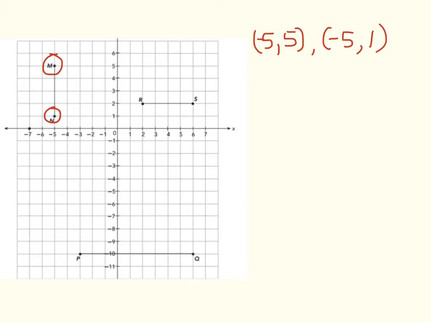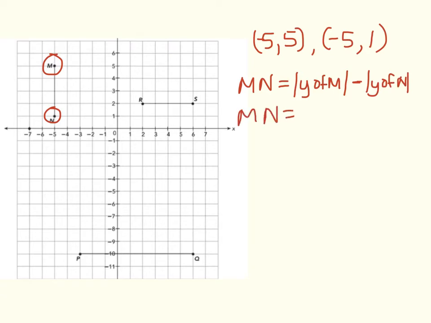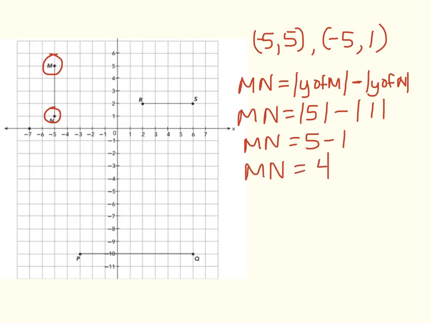Once again, we'll use that simple formula. Line MN is going to equal the absolute value of the y-coordinate of M minus the absolute value of the y-coordinate of N. So MN is going to equal the absolute value of 5 minus the absolute value of 1. MN equals 5 minus 1, or MN equals 4. So the length of line segment MN is 4 units.